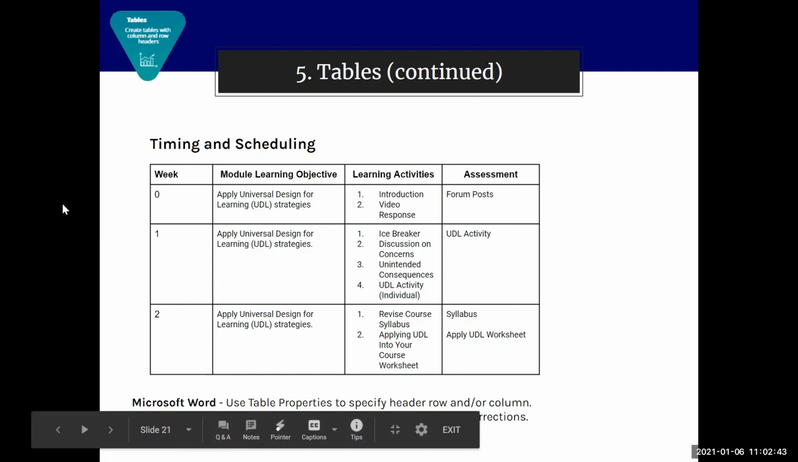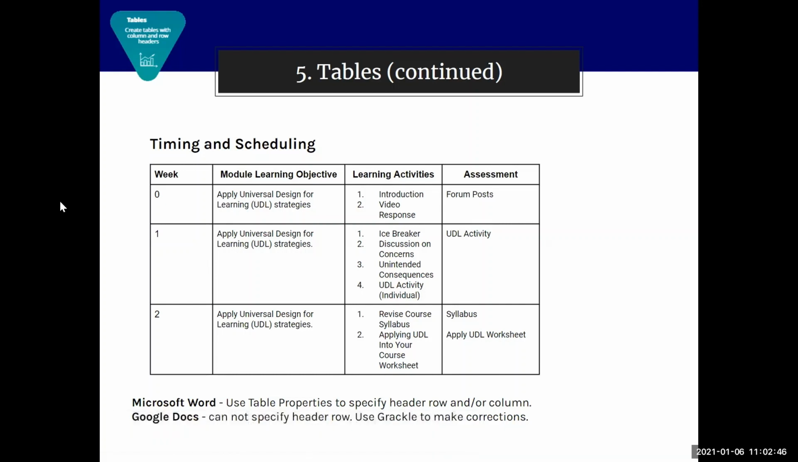Okay, so here's an example of the table once the corrections are made. You notice the title is separate from the table itself, and you're looking at a more uniformly designed table, with more evenly designed cell columns and widths. In Microsoft Word, you can use the table properties to specify header, row, and column. Google Docs does not specify the header row, but you can use Grackle to make corrections. And Grackle's a tool that's free to everyone within the University of Hawaii system. If you're an employee, whether you're APT, faculty, or staff, you have access to Grackle.